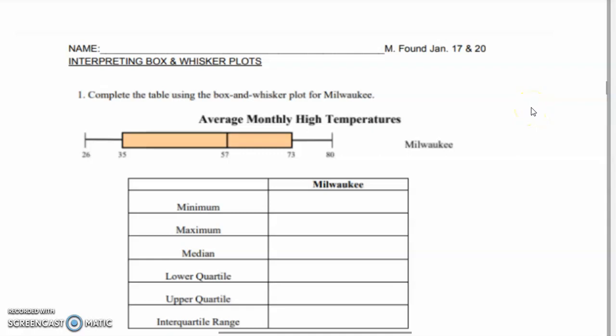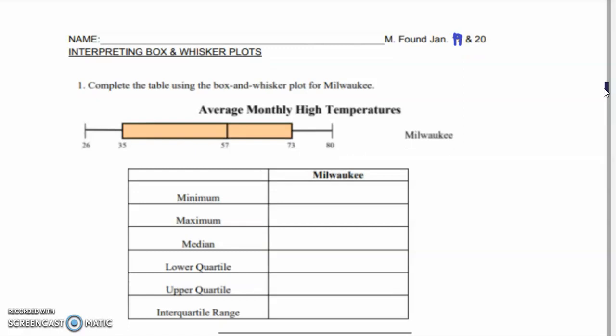Okay, so for anyone here doing the worksheet, the homework worksheet, the assignment worksheet for today, January... let me adjust this here because on my original... there we go, 19th, or on the 20th, and didn't get the live instruction. This is kind of the gist. We're interpreting box and whisker plots.